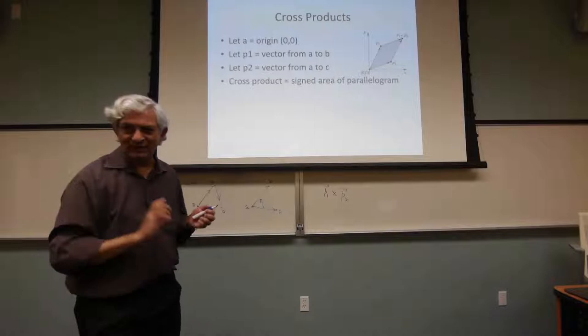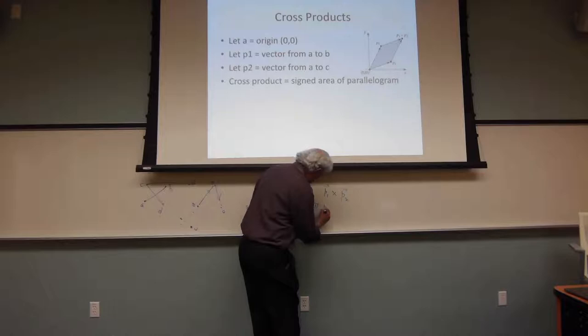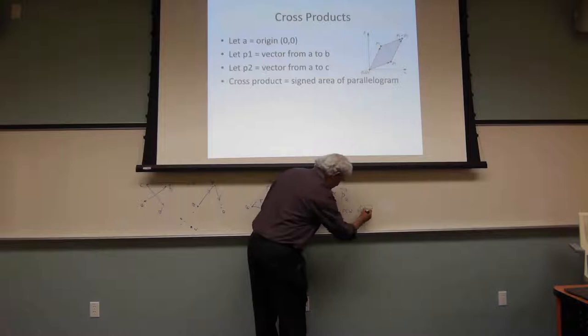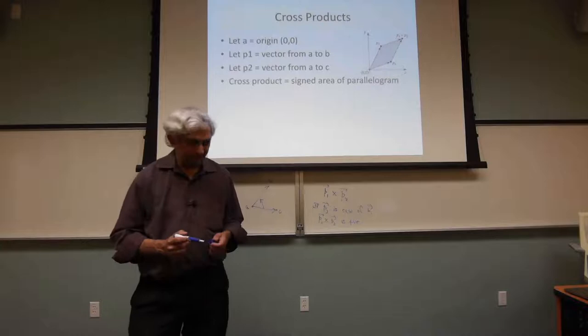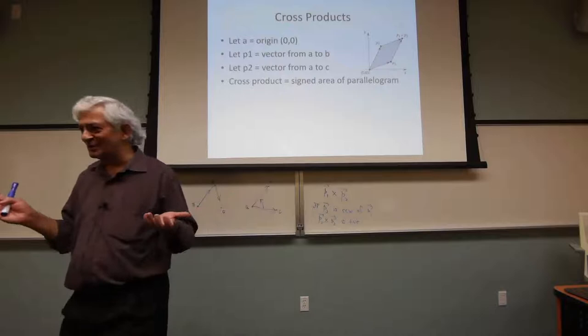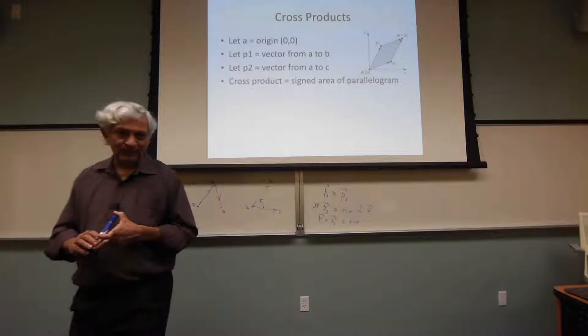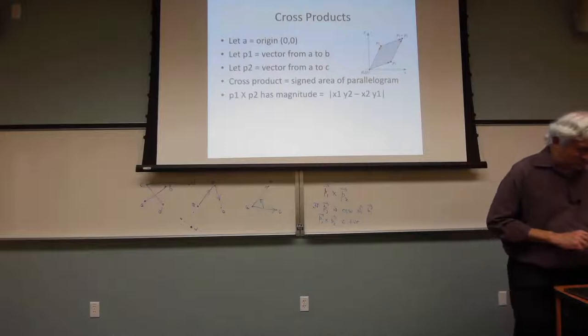So if P2 is counterclockwise of P1, then P1 cross P2 is positive. Okay, this is all I need to know. So the next thing we're going to do is figure out how we're going to compute the cross product. That's all I need to tell you. The rest is done. You're okay with this so far? All right.